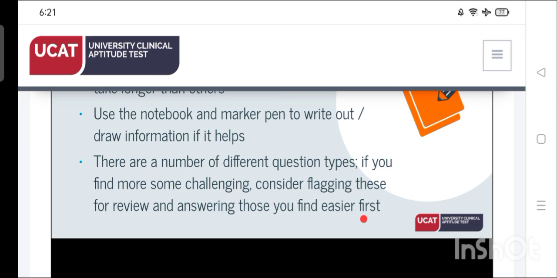If there are some questions that you find very challenging, that are going to take more time than other ones, you can flag these questions for review and solve the easier ones first, and when you have completed the easier ones, then you can reach the review screen and complete the complex or challenging ones. It will save your time and it will freshen your mind.